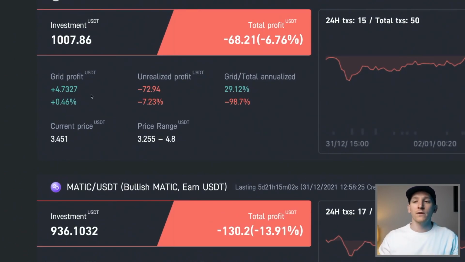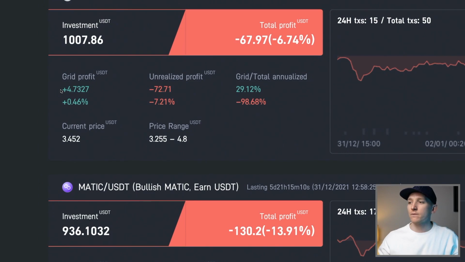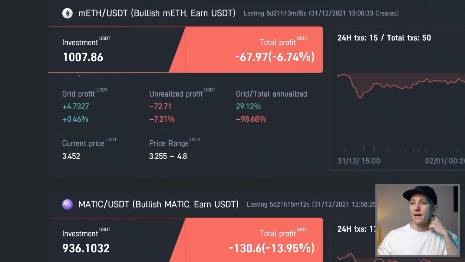What you can see from the grid profit is that I've actually made money from this grid, despite the price coming down. I've made 4.7. I'm not sure if that's in dollars or if that's in ETH, like mETH. mETH is like 1,000th of an ETH. On Pionex, it's just how they do it because it's easier for them to show you in points, right?